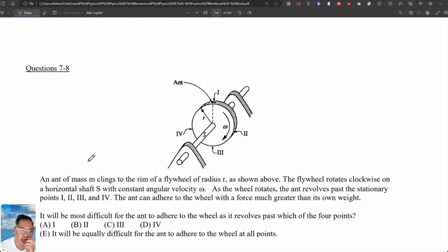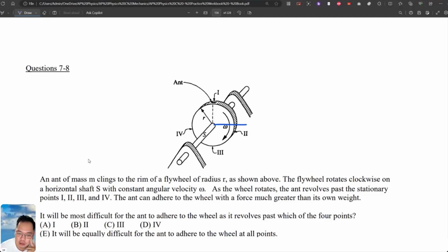An ant of mass m clings to the rim of a flywheel of radius r as shown above. The flywheel rotates clockwise on a horizontal shaft S with angular velocity omega in this direction. As the wheel rotates, the ant revolves past the stationary horizontal shaft S.